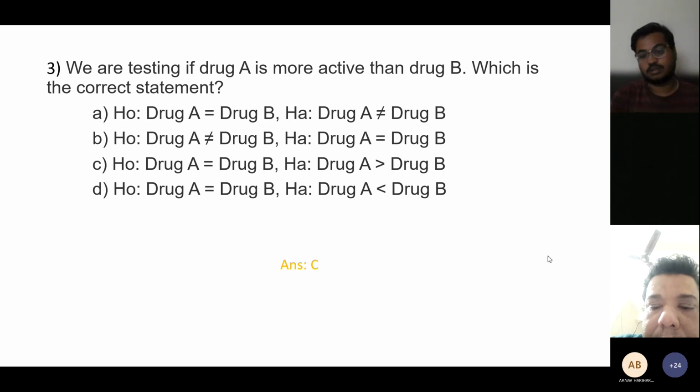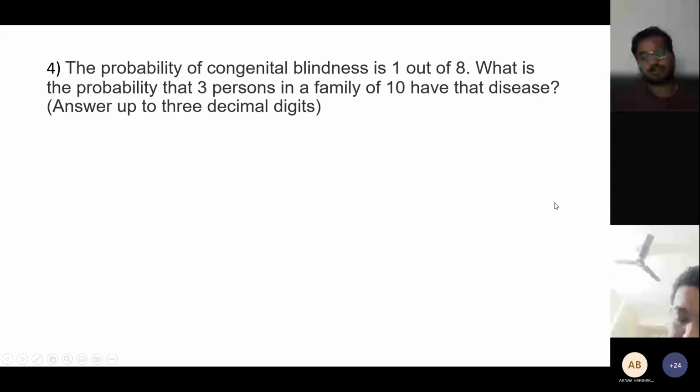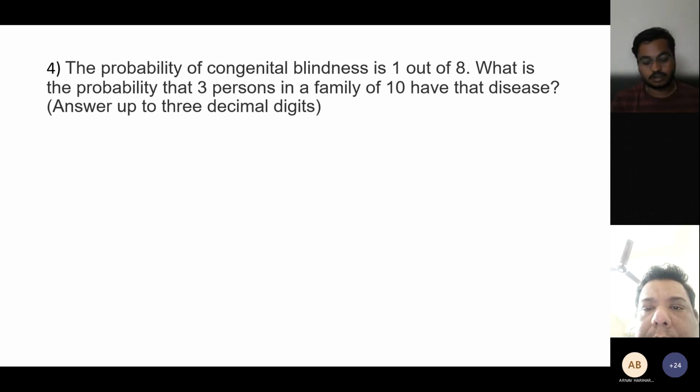Okay. So the fourth question we have: the probability of congenital blindness is 1 out of 8. What is the probability that 3 persons in a family of 10 have that disease? In questions like this, we will assume that it's a binomial distribution because we are given a fixed probability of a person having congenital blindness or not. And with 10 members, we can take them as independent, because it's not related to any complicated genetic things for now. We need to find the probability that 3 of the events are happening.